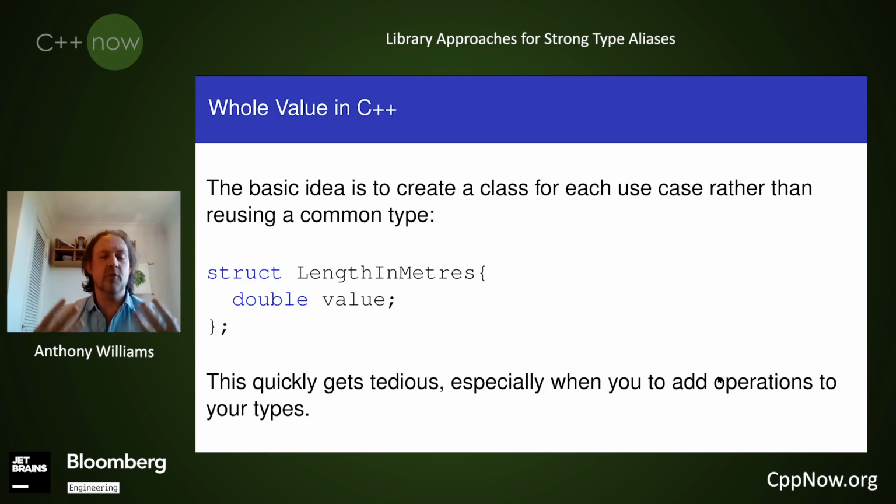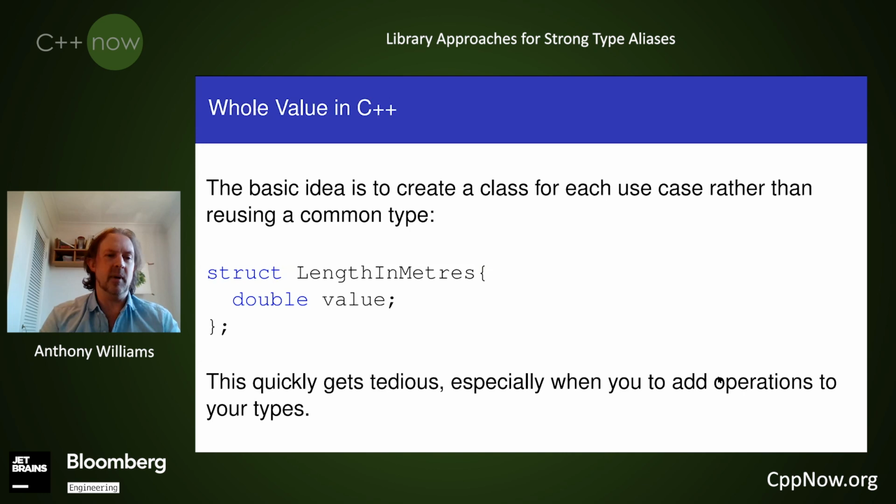Now, obviously, the basic way to do it is you can create a class. So we haven't got a length that's a double value. We have a length in meters. It's an empty struct. Obviously, it is now quite distinct from all other doubles. It is distinct from a length in kilometers, which we could create as another class. But just as it stands as an empty struct, the operations you can do with it are pretty minimal.